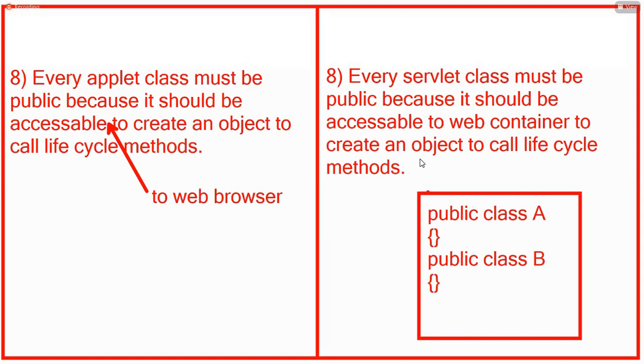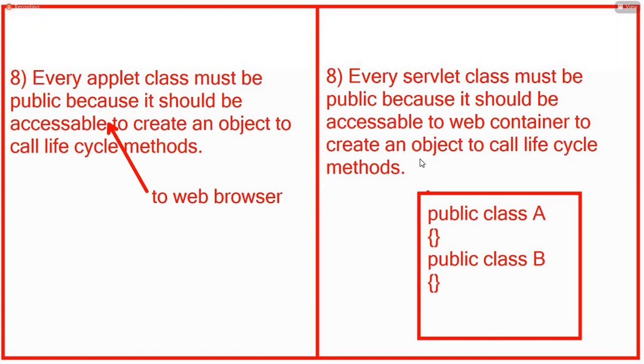Now, suppose you have written two public classes. Then two classes are accessible, no? Then the server cannot understand which object it should create. That is the reason for one public class. If you write two public classes, both are accessible to the server, and the server will get confused about which object to create. That is the reason in one program we can write only one public class. That class is accessible, only that class's object is created, and with that the lifecycle methods are called.